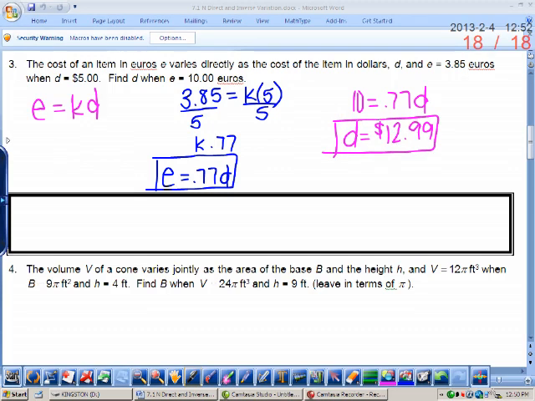So on your homework, on a quiz, anywhere, I'm going to be looking for this equation, E equals 0.77D, and I'm going to be looking for your final answer. So make sure you write that out.